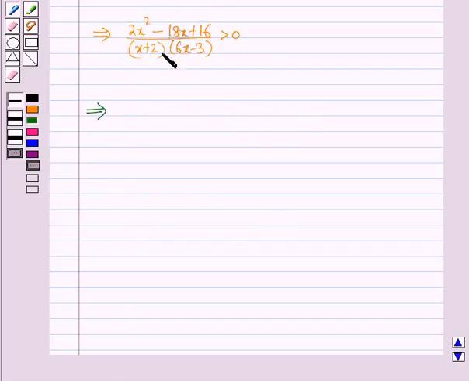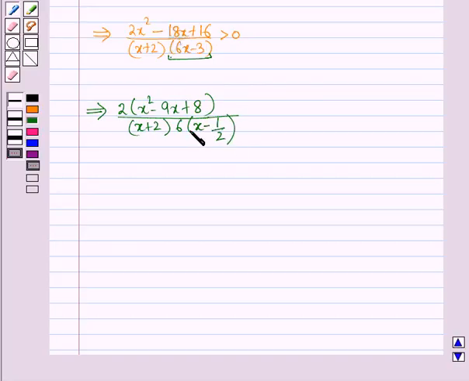Now taking 2 common from the numerator and taking 6 common from the factor 6x - 3 in the denominator, we get 2(x² - 9x + 8)/((x + 2)·6(x - 3/6)), that is (x - 1/2), is greater than 0. Now on solving, this implies (x² - 9x + 8)/(3(x + 2)(x - 1/2)) is greater than 0.